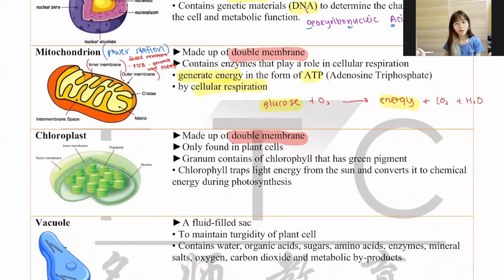So what is the function of chlorophyll? Chlorophyll is supposed to trap light energy and convert it into chemical energy during photosynthesis. I think this one everybody knows, right? But where does the chlorophyll come from? The chlorophyll actually comes from a place called granum.